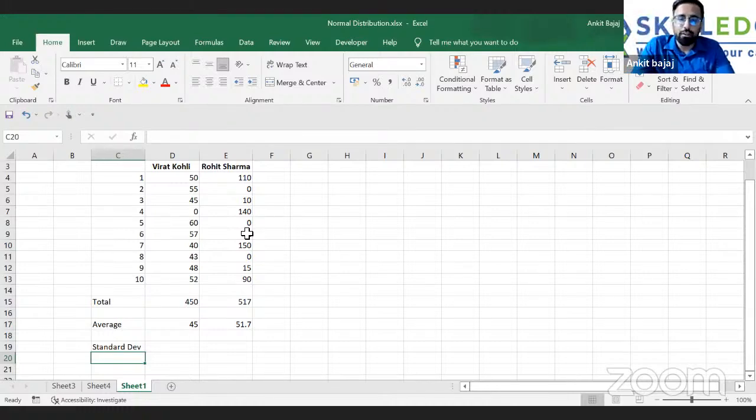But right now, I won't be solving it manually. I will be using the standard deviation formula, right? So just let me first calculate the standard deviation. Then after that, I will be telling you what actually standard deviation is, right?